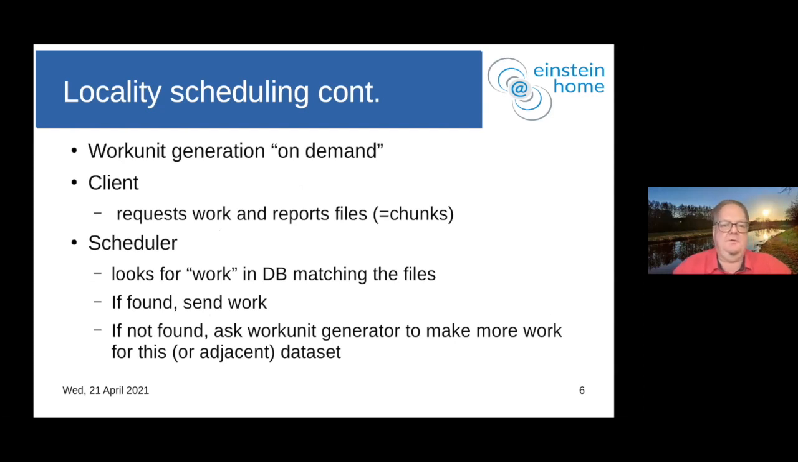As we can't put all of the work units even for one data set into the database, work units are generated on demand. So the client requests work and reports the files it has. The scheduler looks for work in the database that matches these files. If there is work found, this is sent to the client. If not, it asks the work unit generator to make more work for this data set, and if that's not possible, for an adjacent one. So the client doesn't have to download a complete new data set.